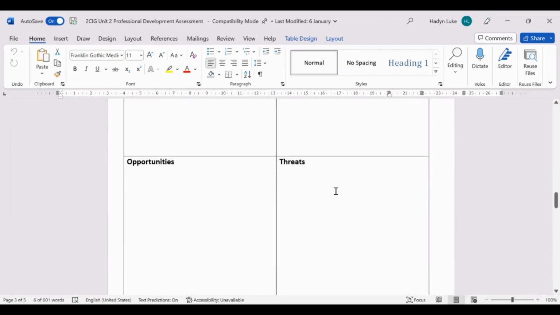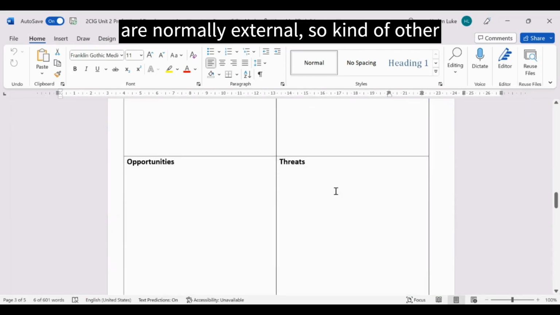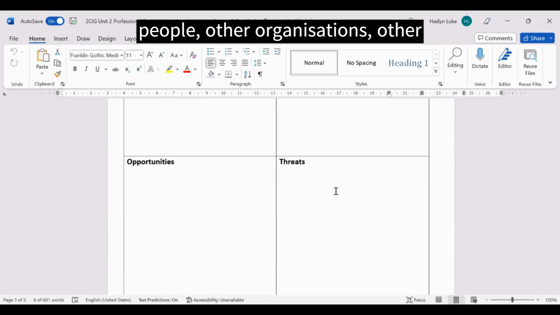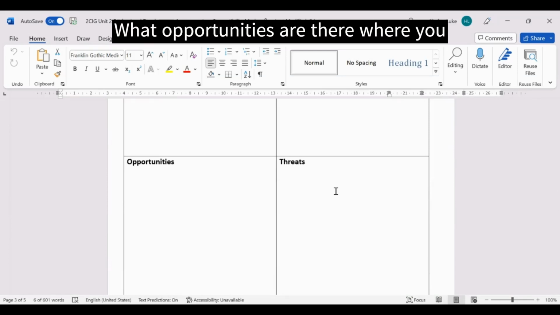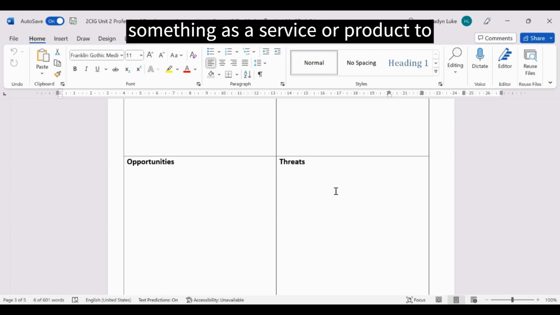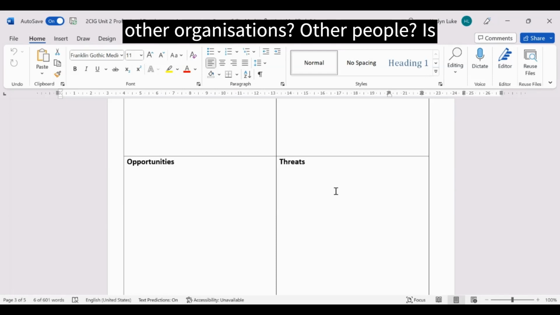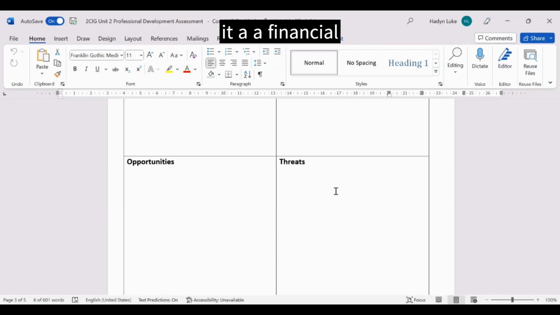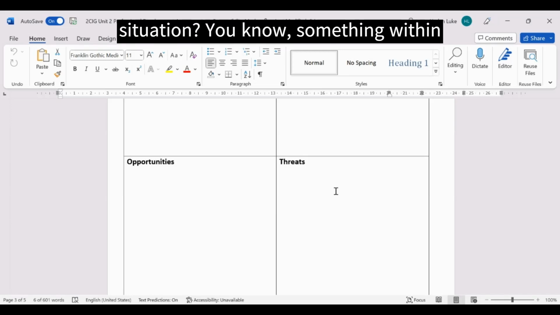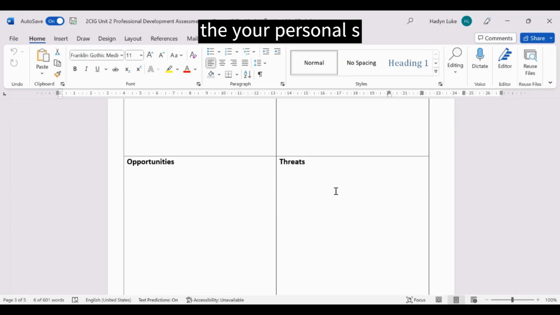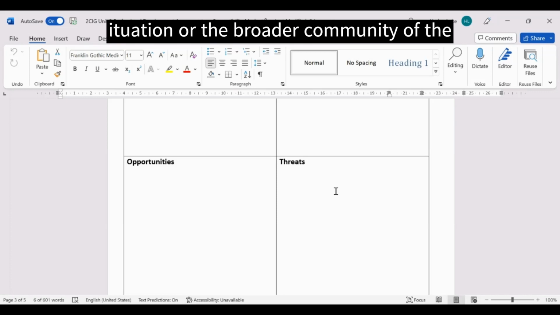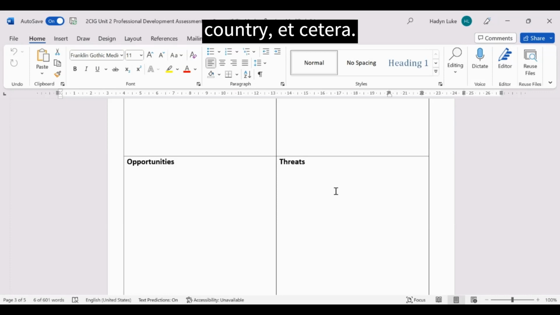But then opportunities and threats are normally external. So other people, other organizations, other things that are out of your control. What opportunities are there where you're thinking you could speak to this person, you could speak to that organization, you could maybe look at developing something as a service or a product for people. But also, what are the threats? Is it other organizations, other people? Is it a financial situation, something within your personal situation or the broader community, the country, etc.?